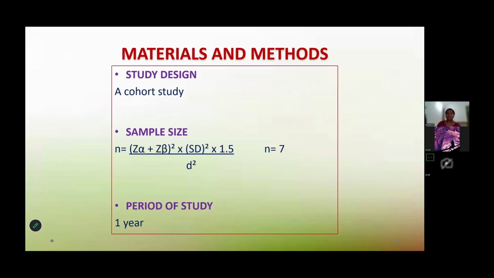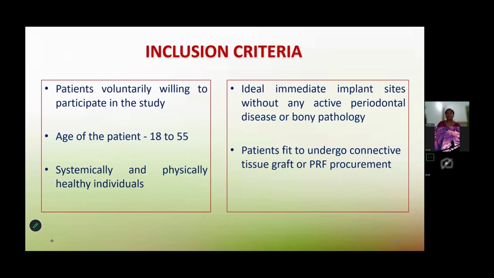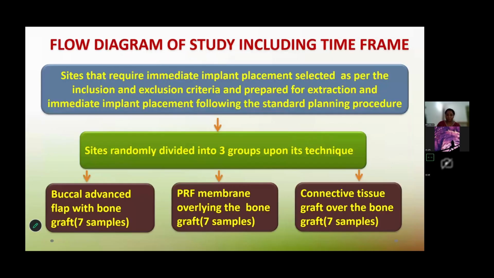Materials and methods includes study design, a cohort study with a sample size of 7 in each group, and period of study was 1 year. Inclusion criteria includes patients voluntarily willing to participate in the study with age ranging from 18 to 55, systemically and physically healthy individuals, ideal immediate implant sites without any active periodontal disease or bony pathology, and patients fit to undergo connective tissue graft or PRF procurement. The methodology was summarized as a flow diagram.